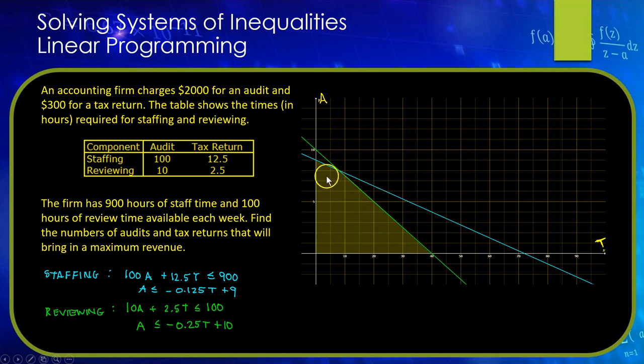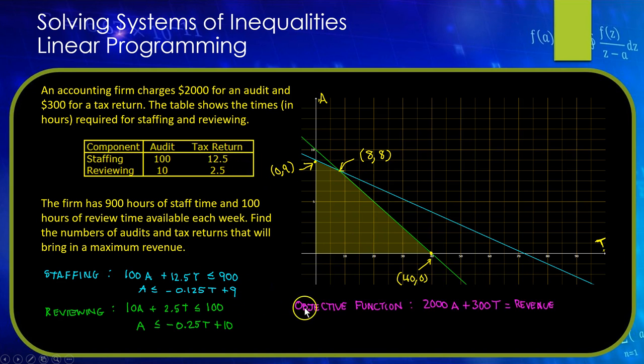If you do that, the corner points we have are 0, 9, which would represent no tax returns and 9 audits. This would be 8 audits and 8 tax returns. And this would represent 40 tax returns and no audits, just making them take their usual places. So these are the ones I'm going to eventually test out.